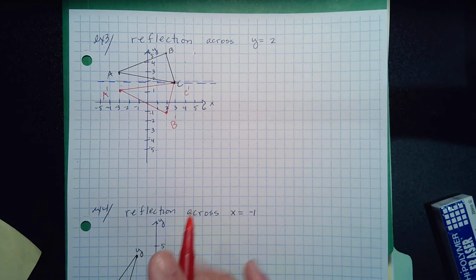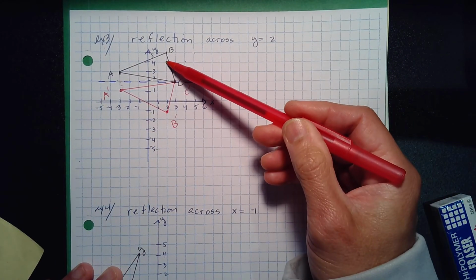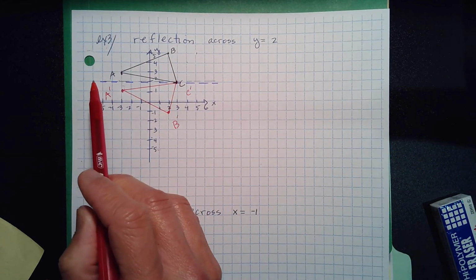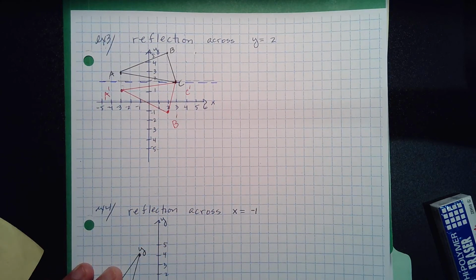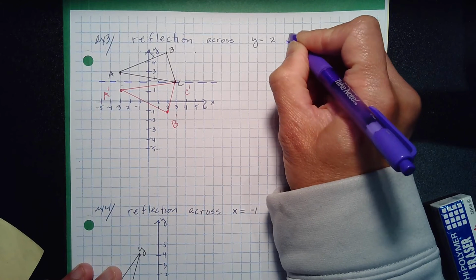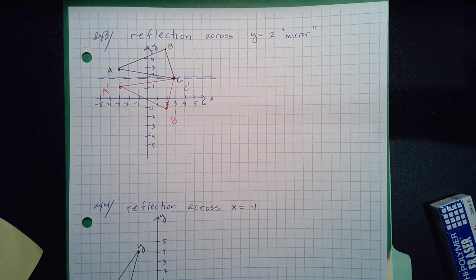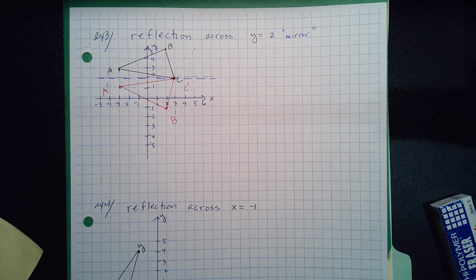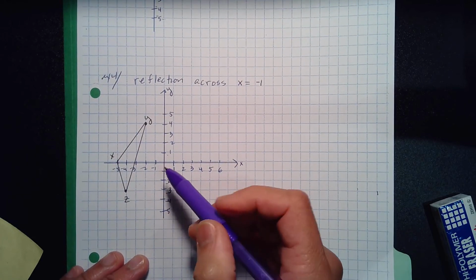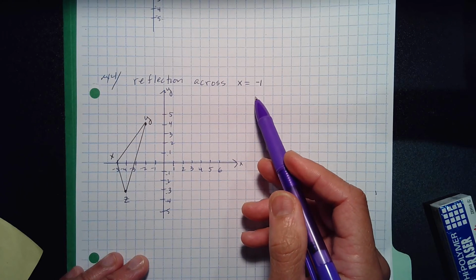So there is our transformation. It's a reflection across y equals 2. This is the y-axis. This is the mirror. Y equals 2. Okay, this is our mirror. Okay, next. Let's take a look at this. Reflection across x equals -1.